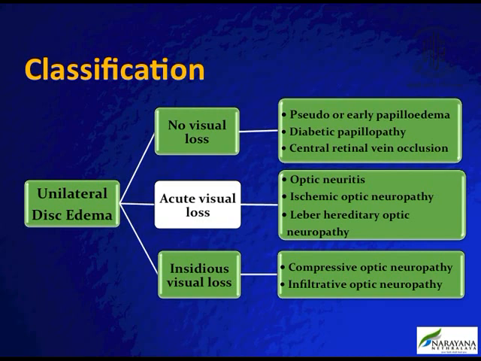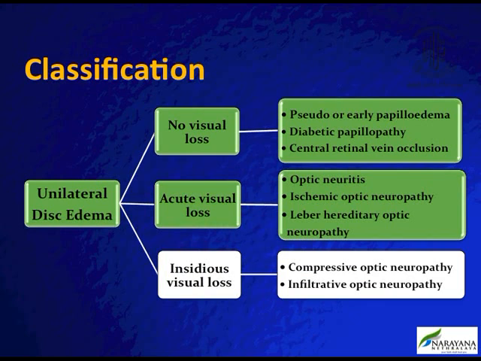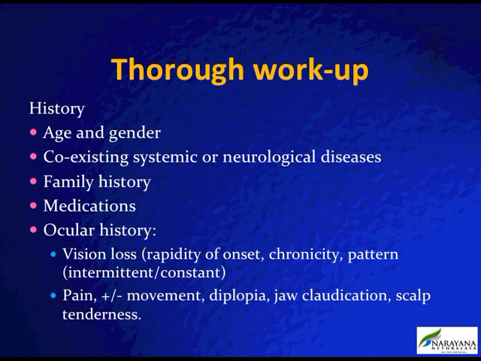It could be an acute visual loss where we can either have optic neuritis, ischemic optic neuropathy, or Leber's hereditary optic neuropathy. Optic neuritis, Dr. BVR has beautifully described, and I will be focusing more on the ischemic aspect. Insidious or a progressing visual loss is where we come across compressive optic neuropathy or infiltrative optic neuropathy. This also includes conditions like intraocular diseases where there could be uveitis or severe hypotony following glaucoma surgeries, where they can have the similar kind of disc edema with progressive visual loss.